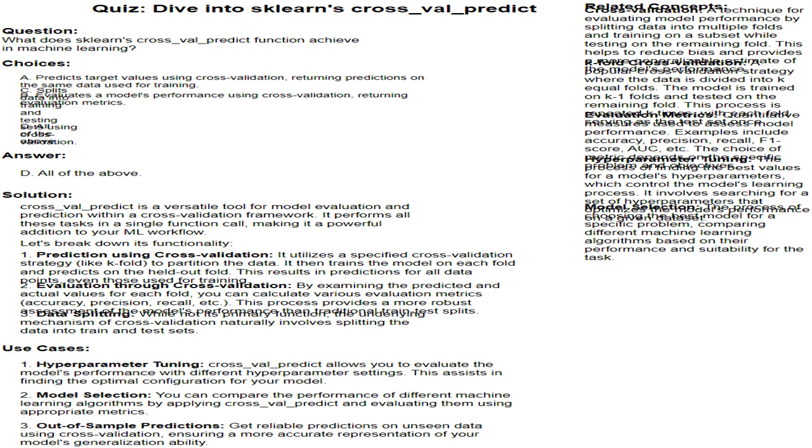Out of sample predictions: get reliable predictions on unseen data using cross-validation, ensuring a more accurate representation of your model's generalization ability.